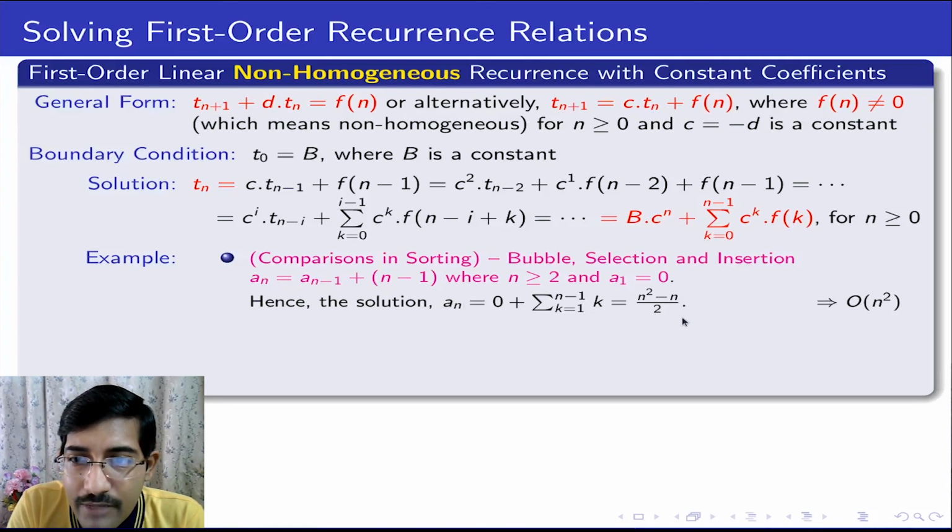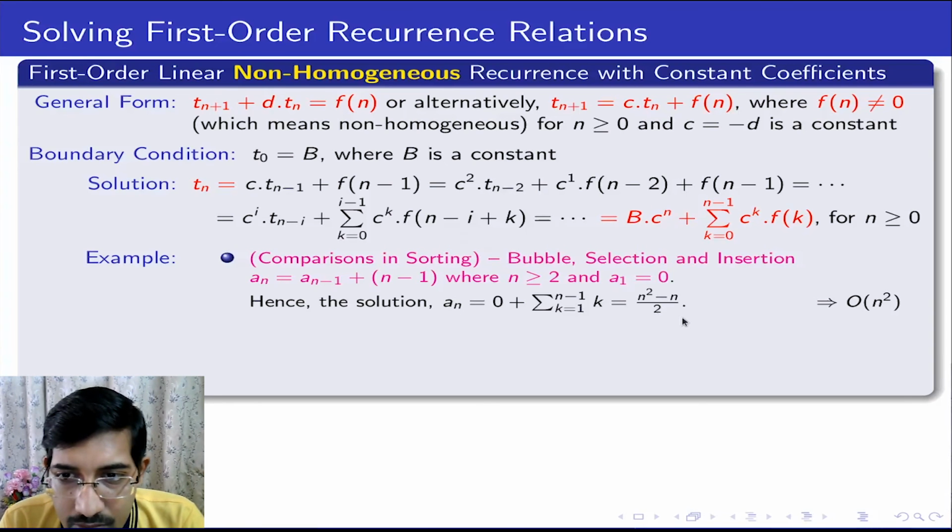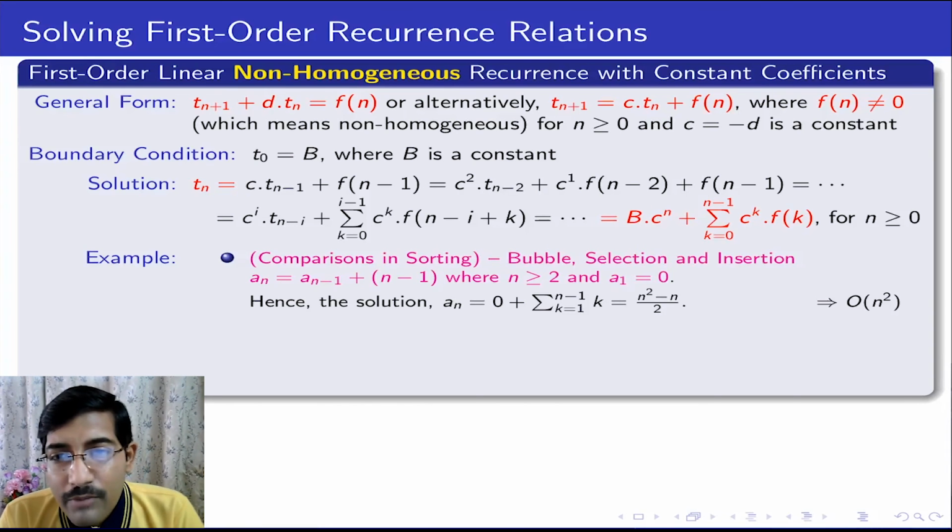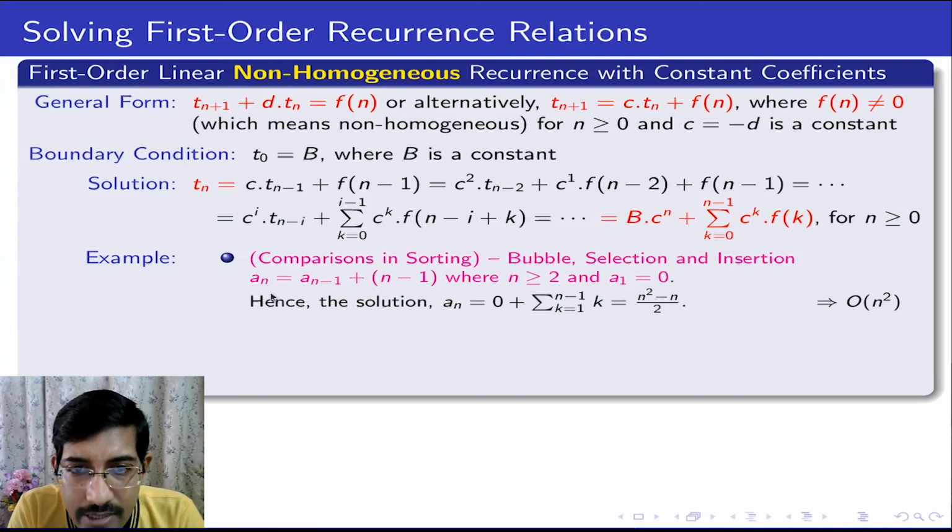So this will become n square minus n plus 2, which is order of n square. You can also see for the bubble and selection sorts, this similar recurrence of the number of comparisons you can formulate. But the takeaway here is that it comes as this kind of a formula, and if you can solve this summation into a closed form very easily, then you can just go by this formula for the non-homogeneity.